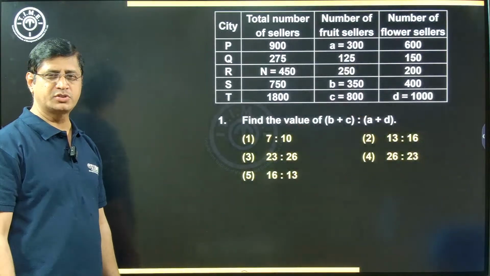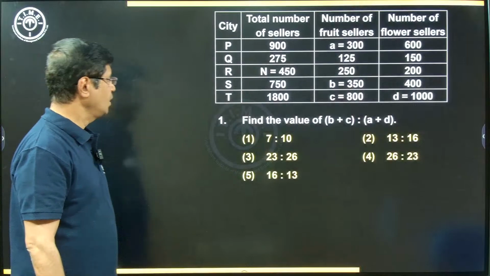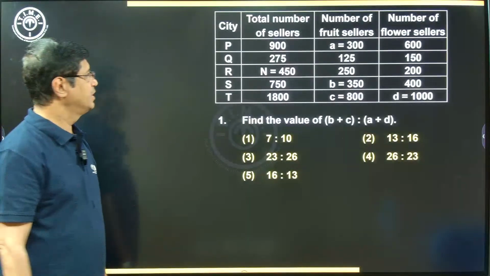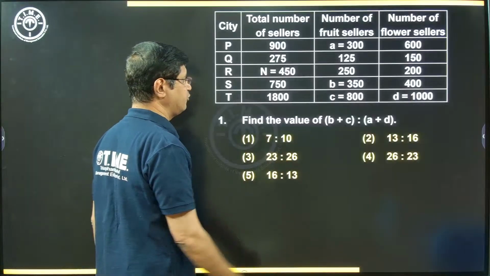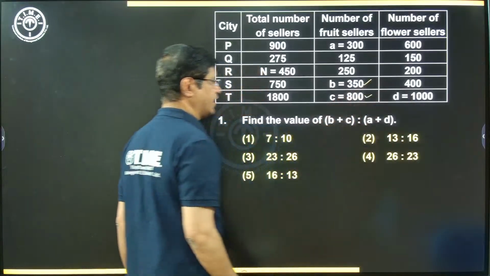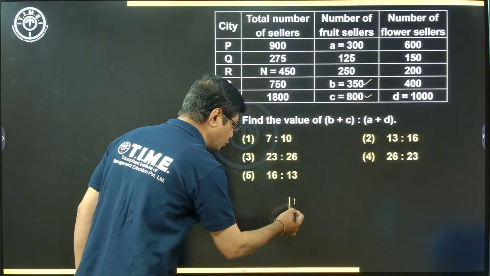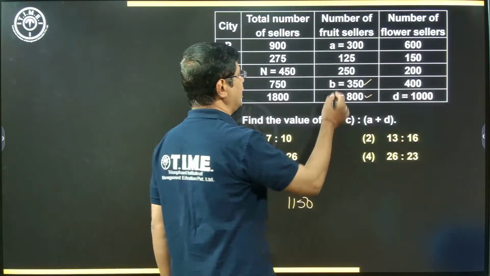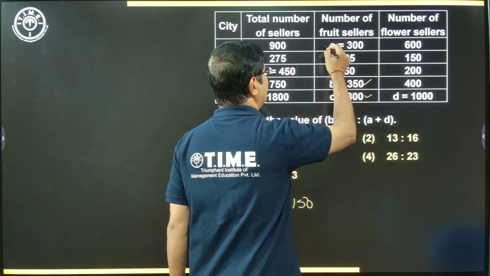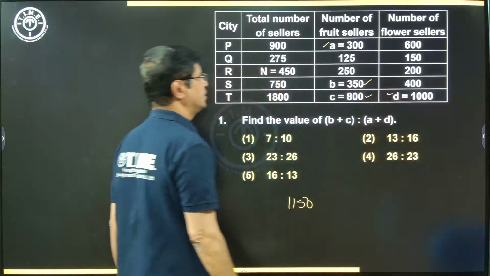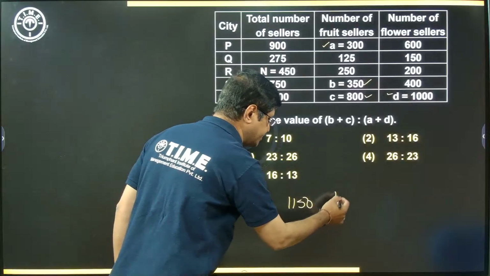First question on your screen. Find the value of B plus C is to A plus D. B plus C. What is the value of B? 350. C is equal to 800. Adding these two, it will give 1150. And A plus D. A is equal to 300 and D is equal to 1000. 300 plus 1000, that is 1300.